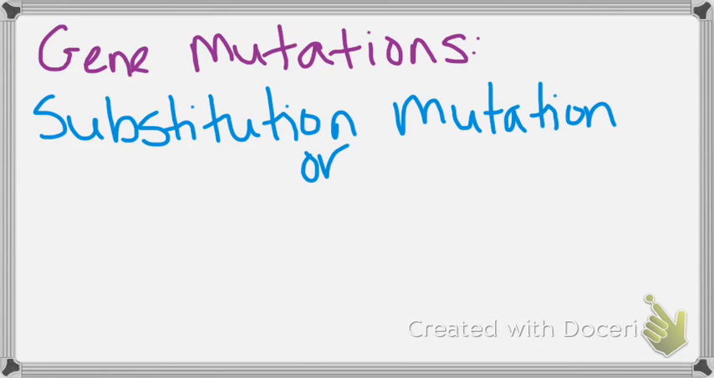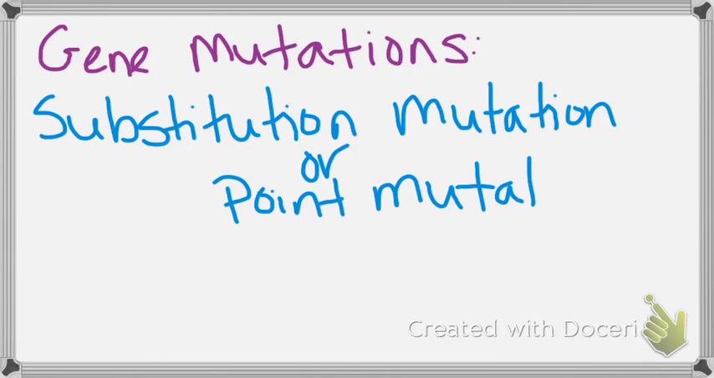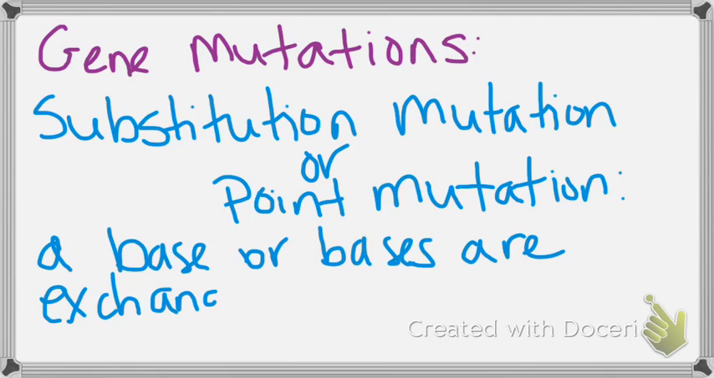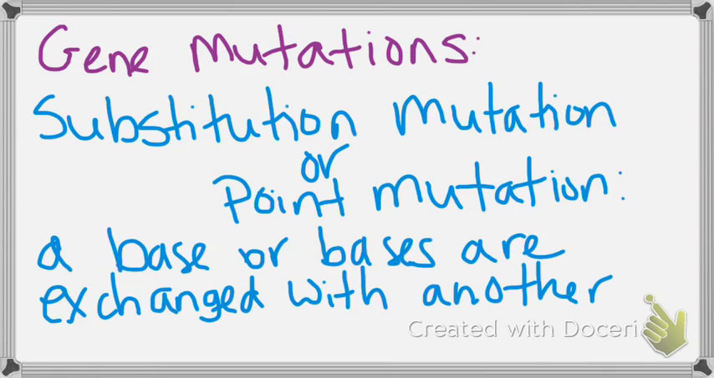Okay, or a point mutation. These are the same thing. So a substitution mutation or a point mutation means that a base or bases are exchanged with another. Okay, so that is a substitution mutation. So let's work an example so you can get an idea of what I'm talking about.